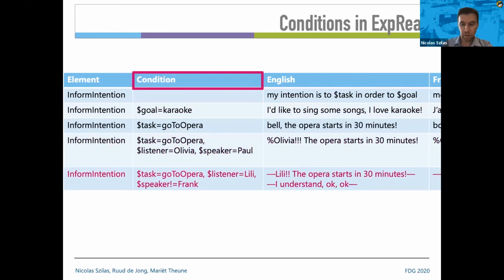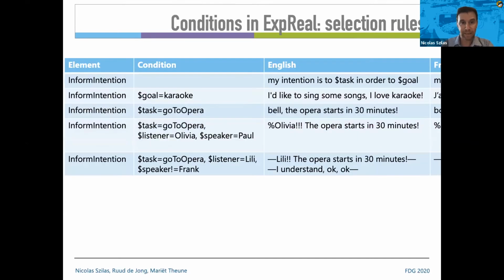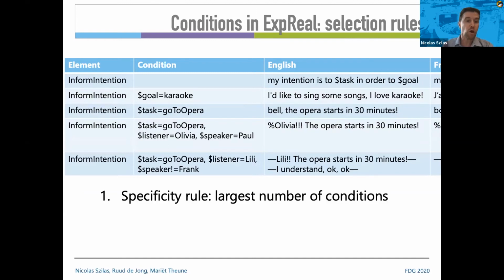So once we have written a certain number of lines, we need to select which one to take, which templates to take. Basically, we have a main rule here, which is the specificity rule. We will take the more specific formulation because a priori that's better. It is one that is more suited for this specific condition. And this is counted as the largest number of conditions.